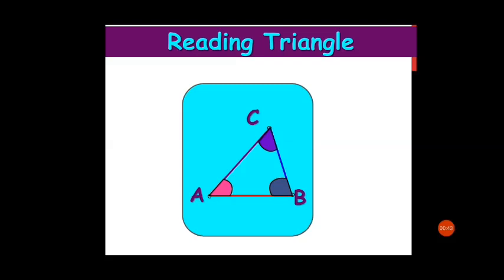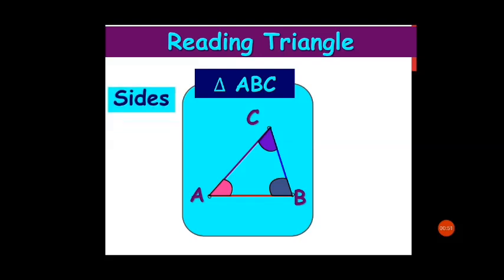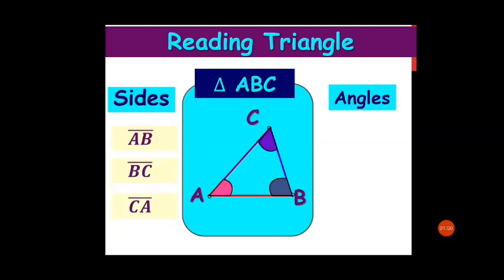Now, how to read any triangle? If we have triangle ABC, we say the triangle ABC. And then how to read the sides and how to read the angles? We say the side AB, the side BC, and the side CA. And as for the angles, we say measurement of angle A.